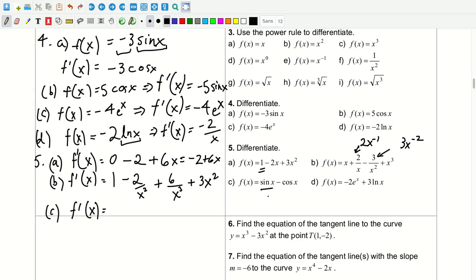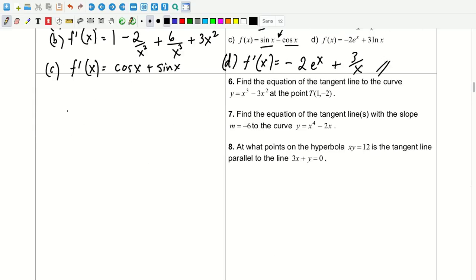Part C, f prime of x. Again, the derivative of sine x is cos x. The derivative of cos x is negative sine x. So it's going to be cos x plus sine x. The reason we have a plus is because we already had a minus here, so minus and minus makes a positive. I'm going to do part D over here. Part D, the derivative is very simple, straightforward. It's minus 2 e to the x plus 3 over x. Done.